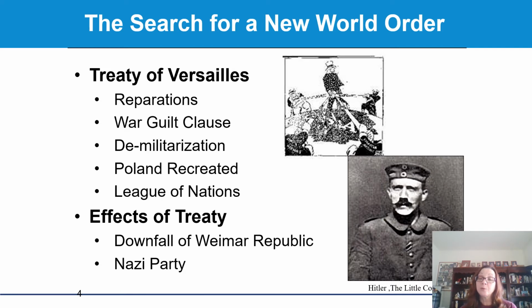Poland will be recreated. Huge portions of Germany and Russia will be taken to create Poland. So that was one of the things that Woodrow Wilson wanted in his 14 points that he got. And the League of Nations was also included in the treaty. Any nation who signed and ratified the treaty would become a member of the League of Nations. So the international peacekeeping body was there.